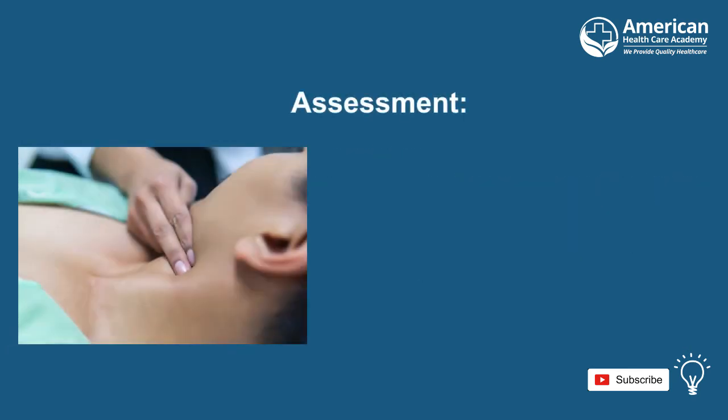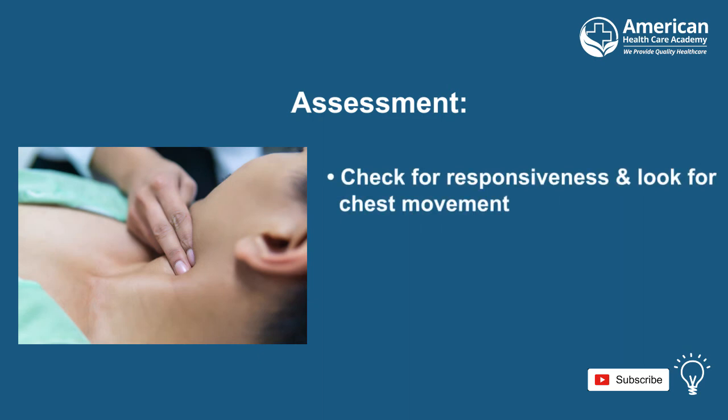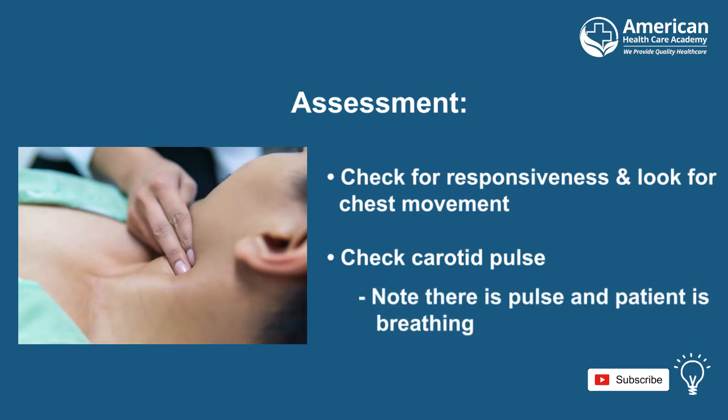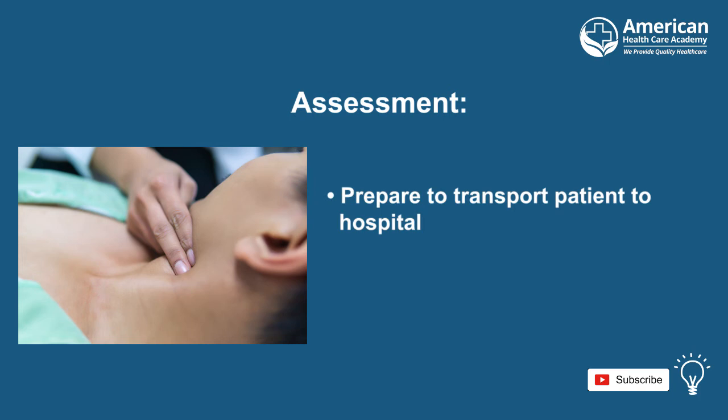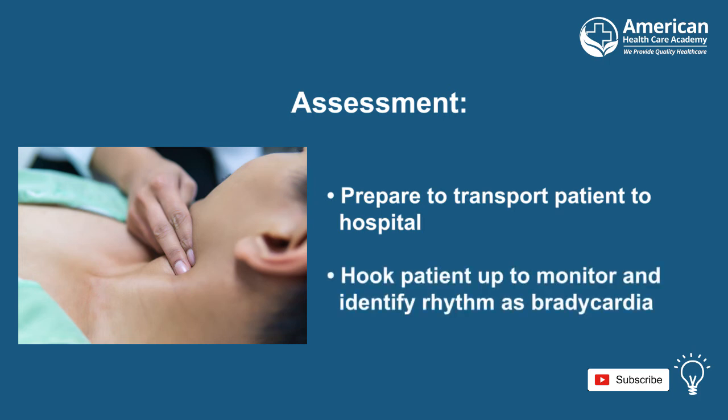First, assess the situation. Check the patient for responsiveness by tapping and shouting, "Are you all right?" Look at his chest for any movement. When you check the carotid pulse, you note that he has a pulse and is breathing. Prepare to transport the patient to the nearest hospital. You then hook the patient up to the monitor and identify the rhythm as bradycardia, or under 60 beats per minute.